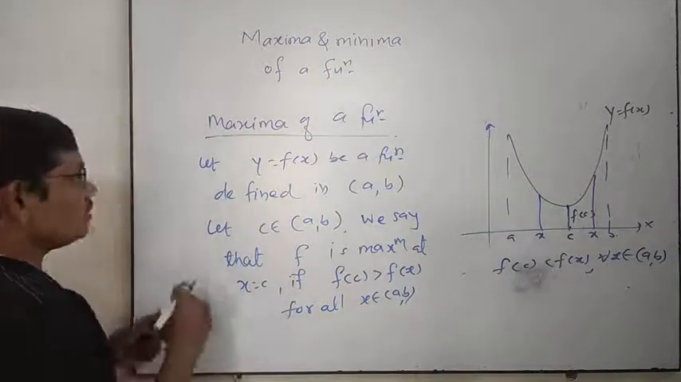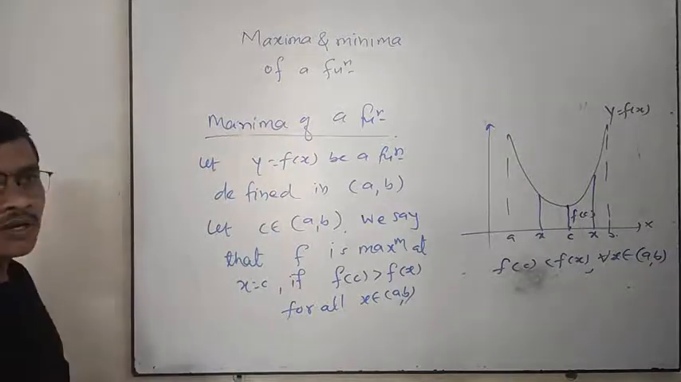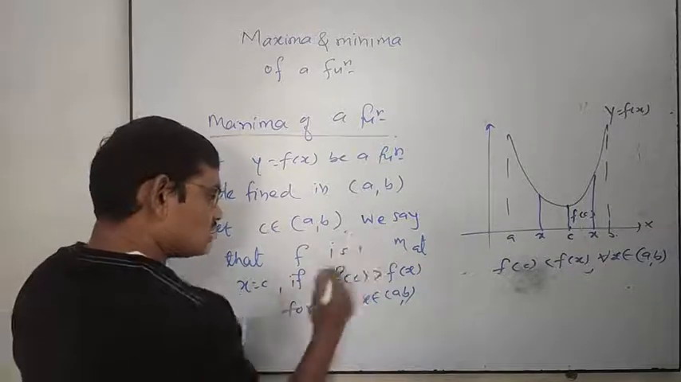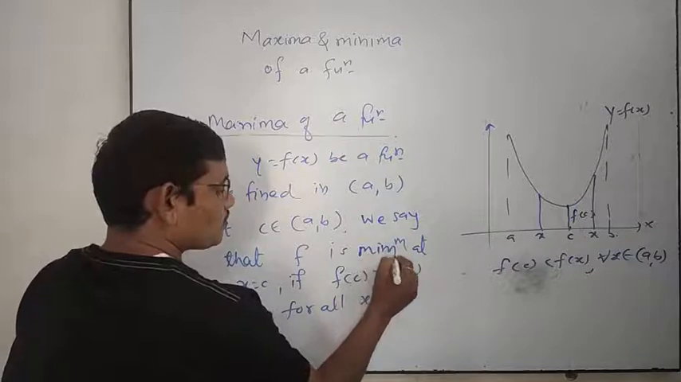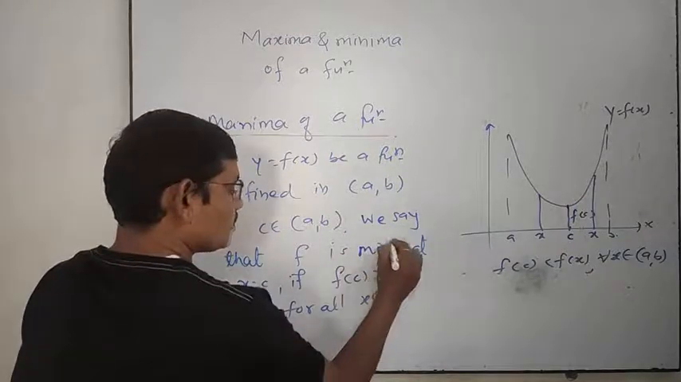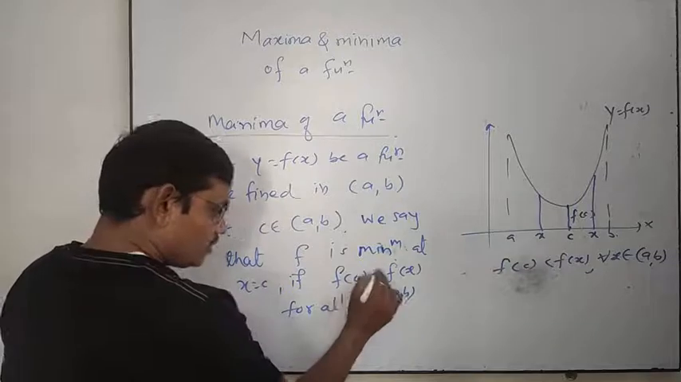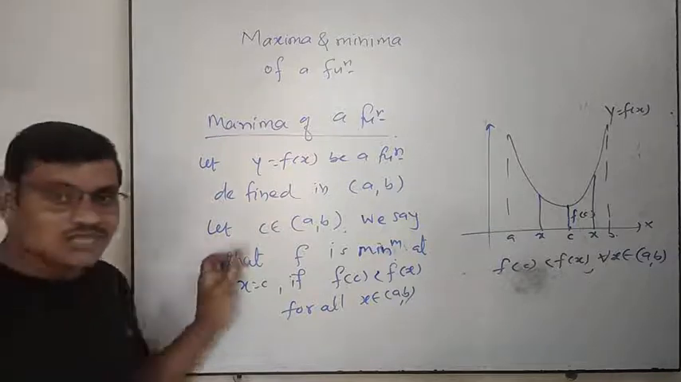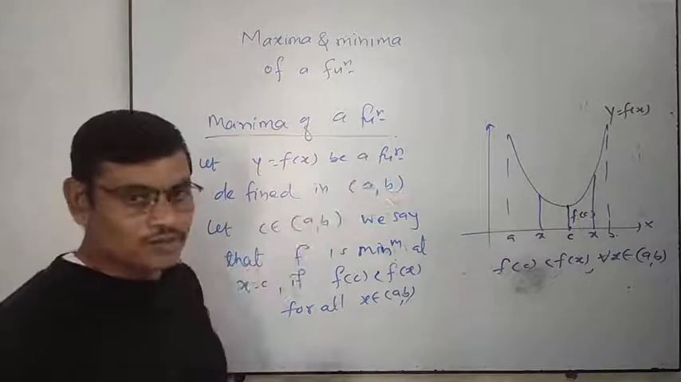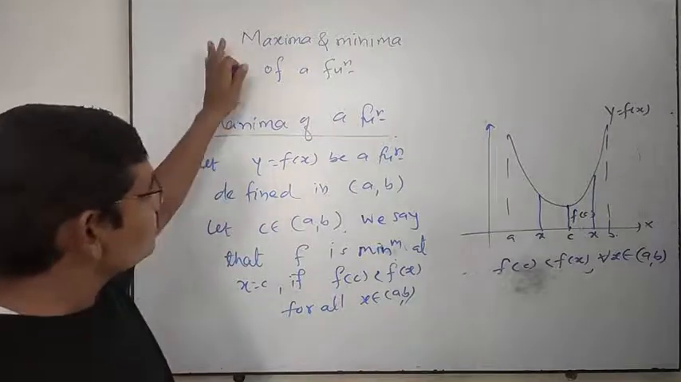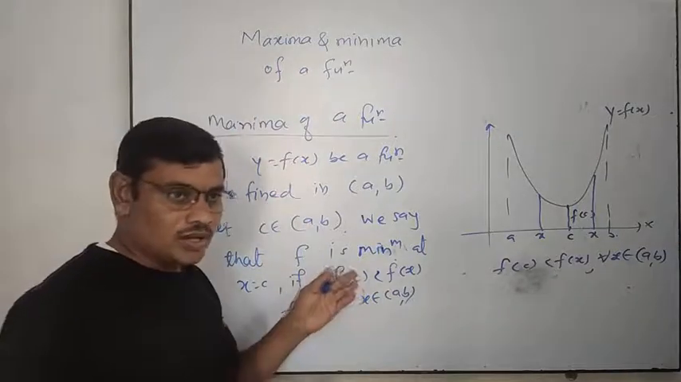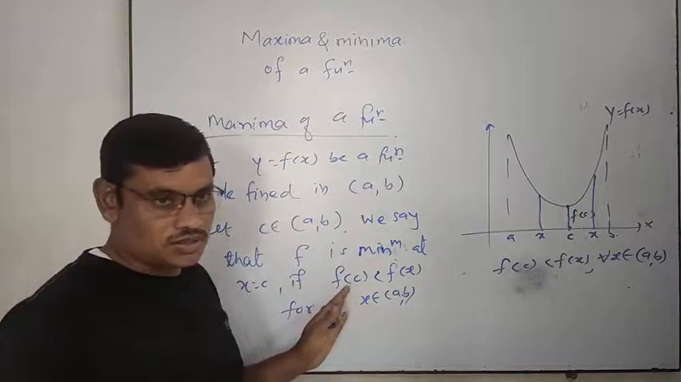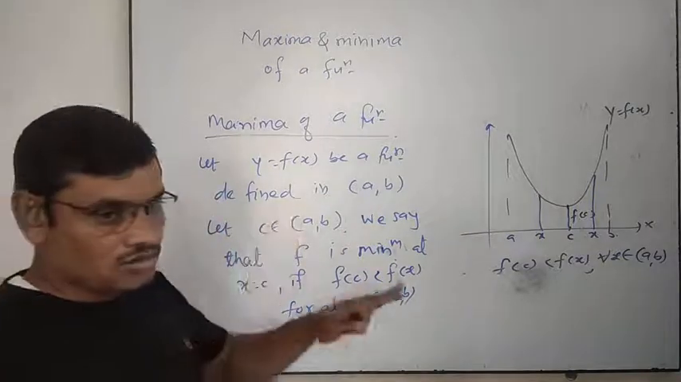Okay, definition, minima of function. So we consider the same function in the same interval, and what is the condition? Function is minimum at C if f of C is less than f of x for all x belongs to AB. So these are the definitions of the maxima and minima of a function. Okay. Now, what is the use of derivative? What is the application of derivative in finding maxima and minima of a function? Okay. So we see this later on. Thank you.